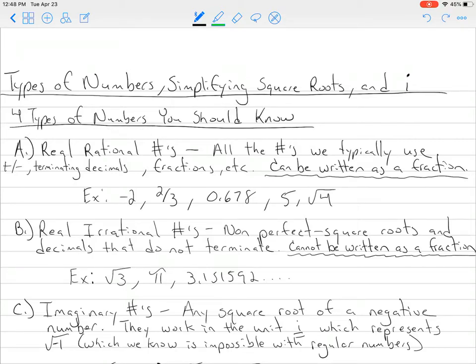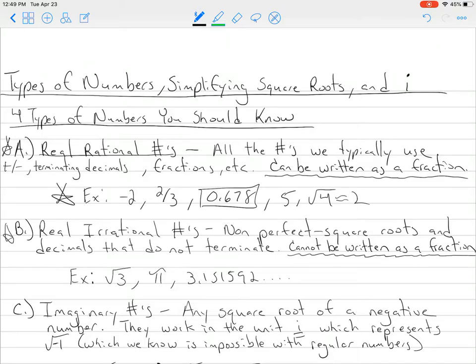All right, so the first ones are real rational numbers. Those are all the numbers that we typically use in our everyday math life, like positives, negatives, decimals that stop, fractions, etc. All of these numbers can be written as a fraction, as a ratio. For example, you get like -2, 2/3, 0.678, which is a terminating decimal, 5, the square root of 4, which is equal to 2. All of these are real rational numbers, and that's where we spend 95% of our time, if not more than that. Okay? So that's the first type of number.